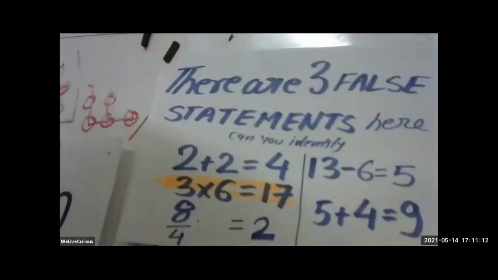3 times 6 is 17. 13 minus 6 is 5. And the question, there are only two false statements. Where is the third one then? And the third one is the question. There are only two false statements.